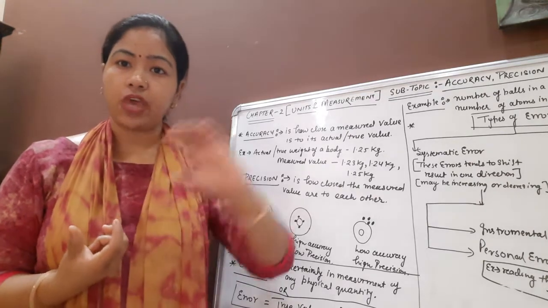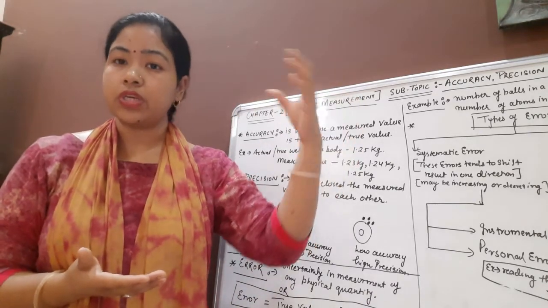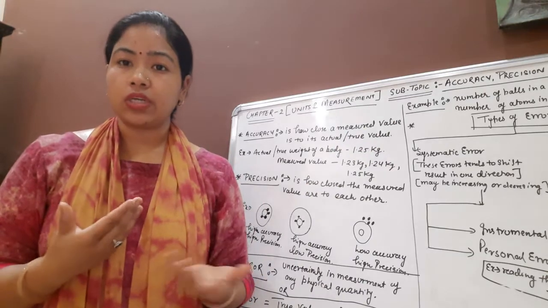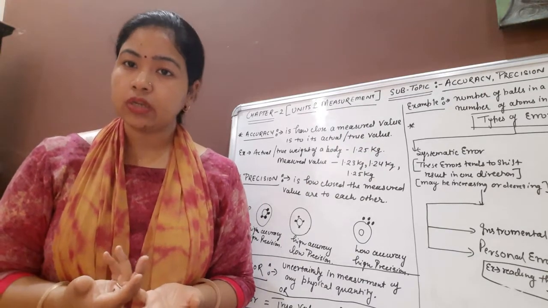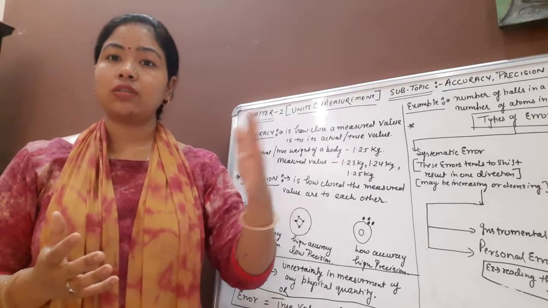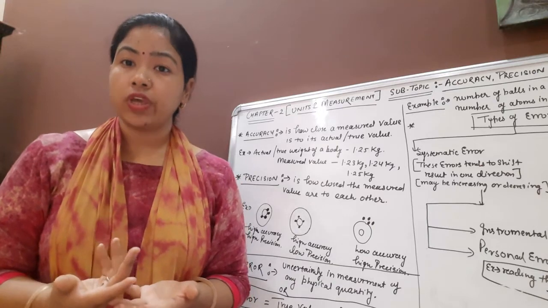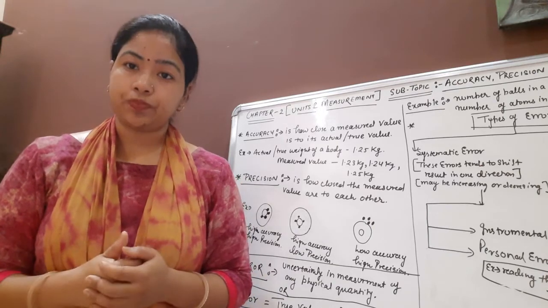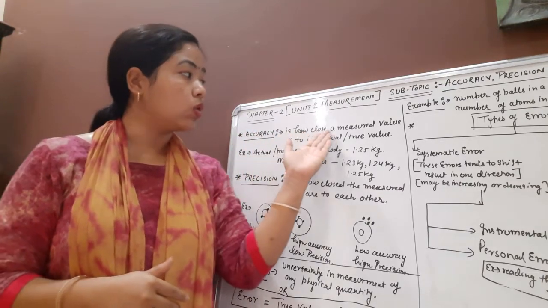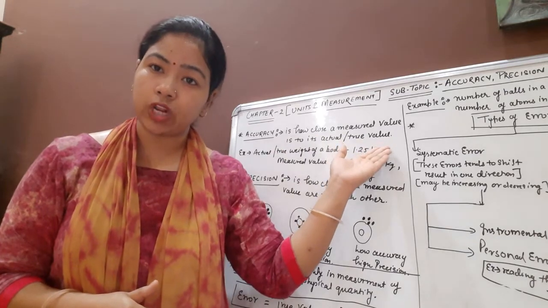That means if any physical quantity has its standard or actual value, and we measure that quantity again with the help of some other instrument, then what is the difference, and how close is the measured value to the actual value? Done, children? So basically, accuracy is how close a measured value is to its actual or true value.